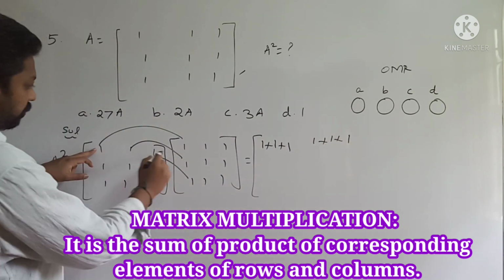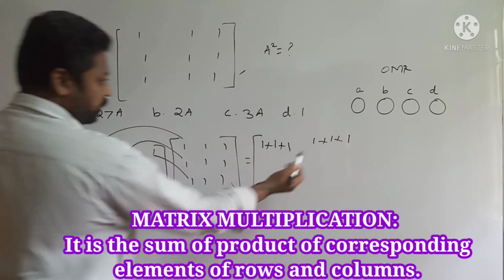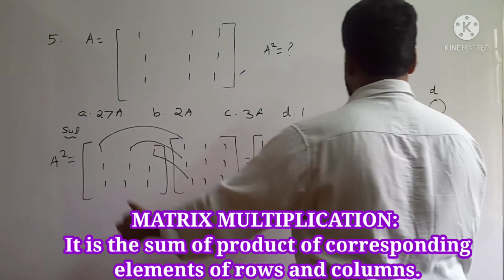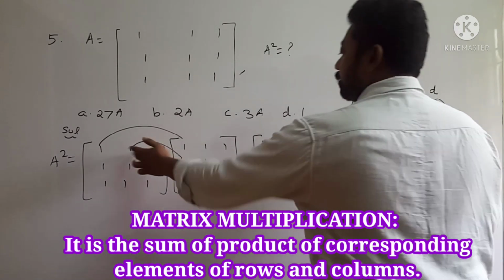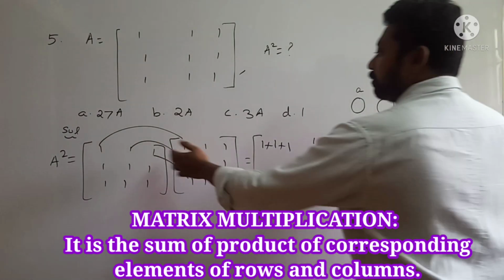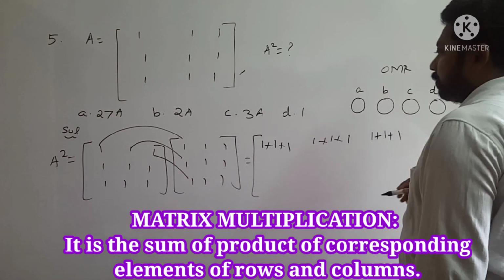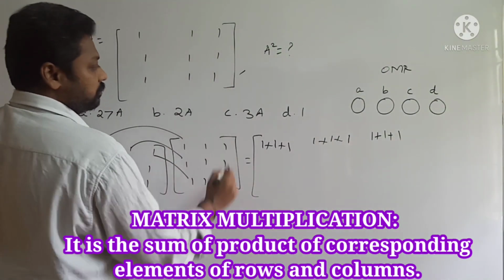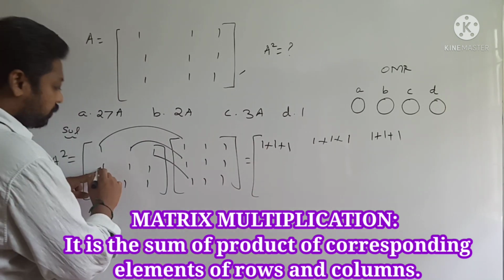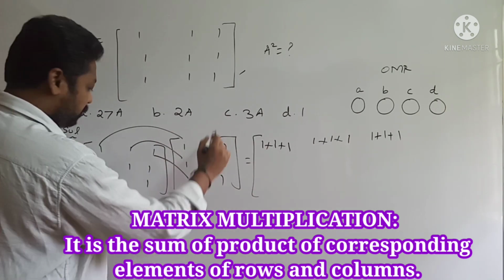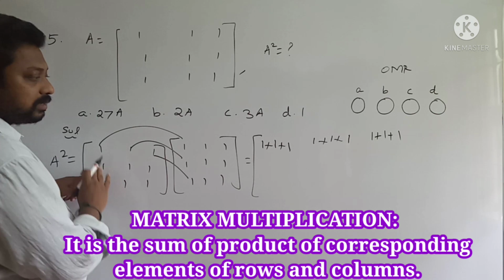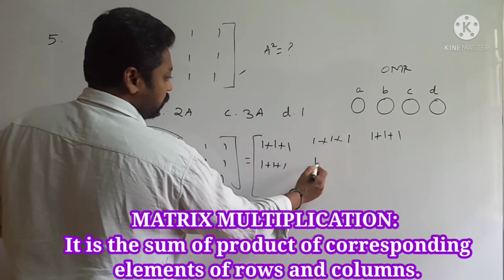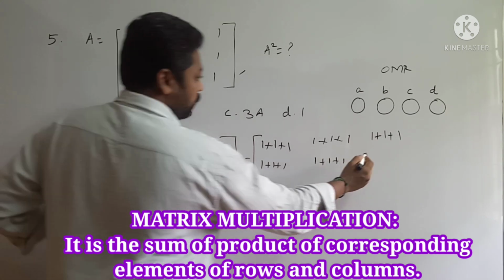Then first row, third column. The second column is over, so first row, third column, again 1 into 1, then 1 into 1, then 1 into 1. Now the first row, first column, second column, third column is over. Now second row, first column, second column, third column. Since we get the same elements, 1 into 1, 1 into 1, 1 into 1, we get all the elements 1.